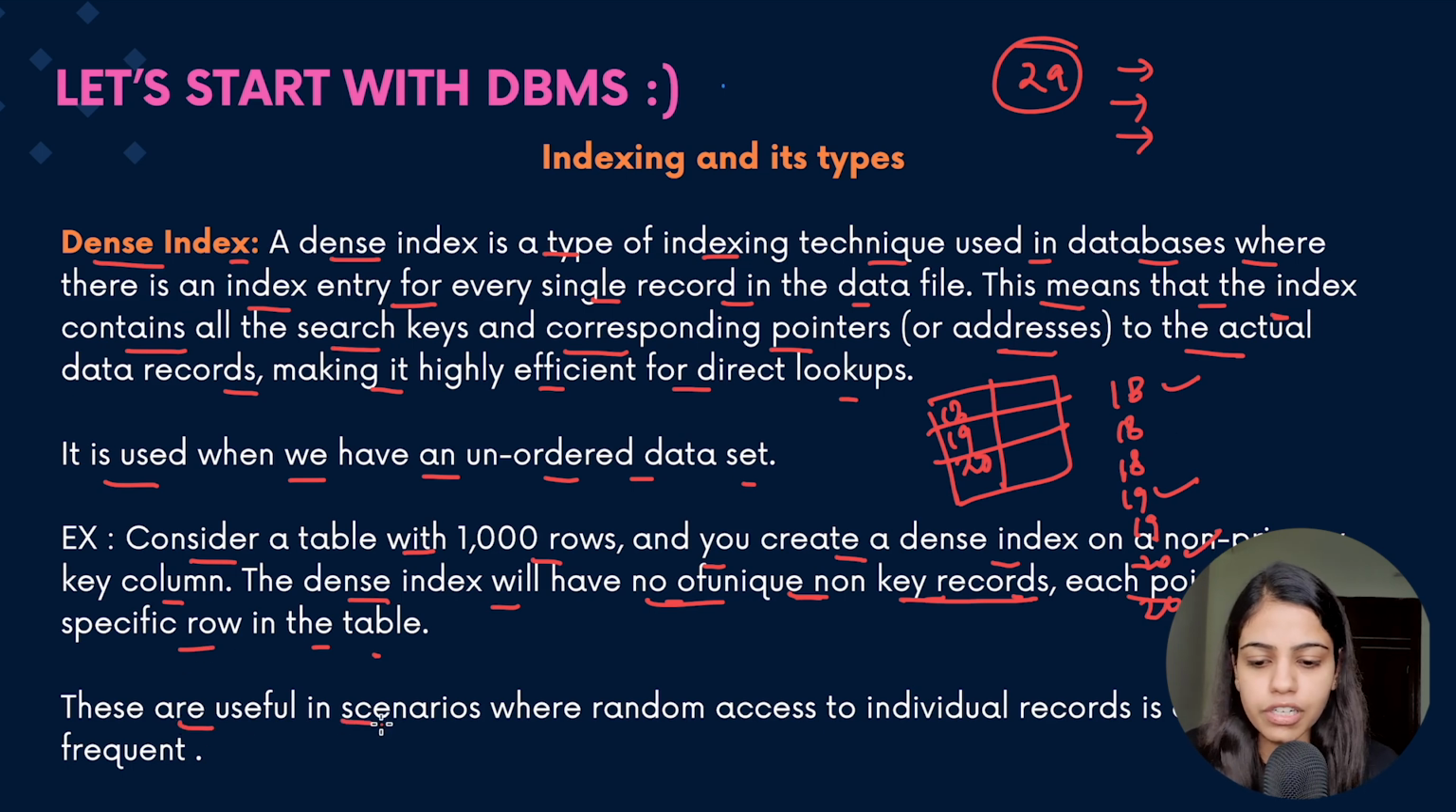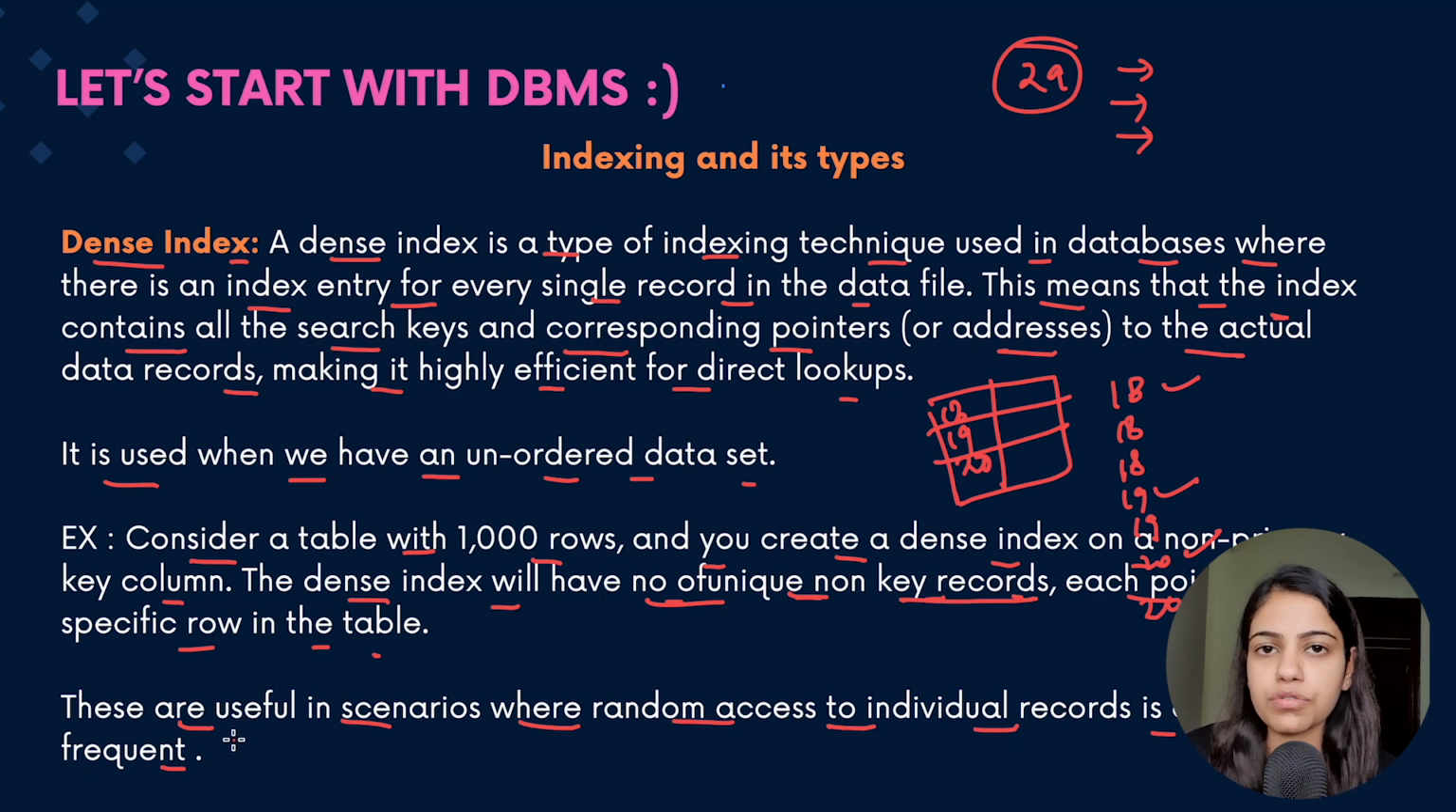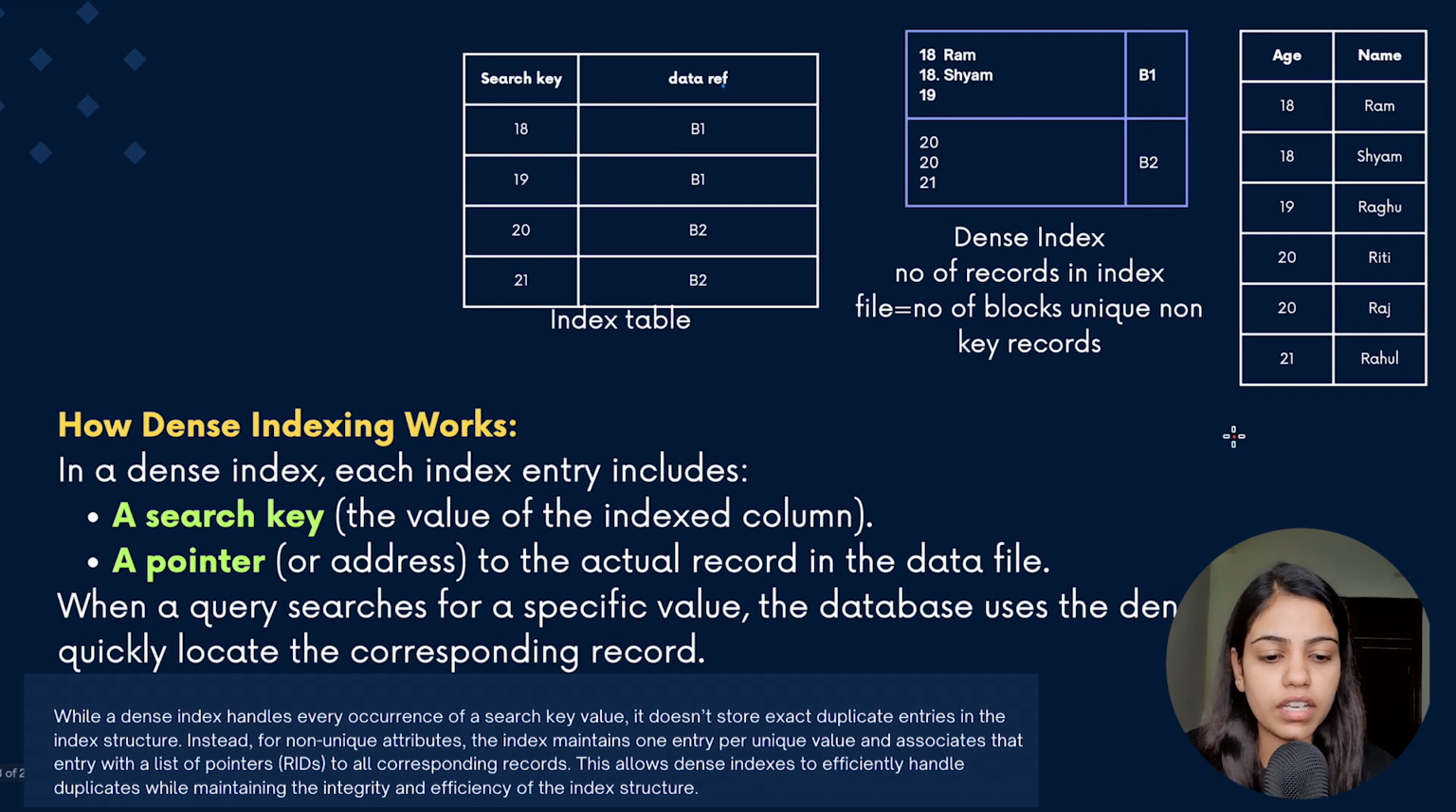These are often useful in scenarios where random access to individual records is quite frequent. So whenever we want to do random access to individual records, we can use this dense index. Here you can see that again we have the student table, and now we are providing indexing on the basis of the column age. Since age is a non-primary key column, we can expect some duplicate values in this age column, and here are the names of all the students.